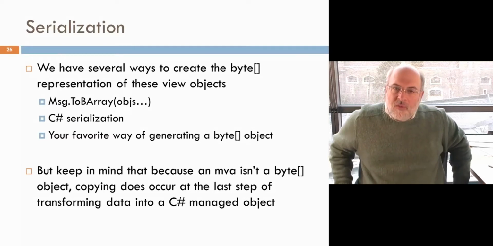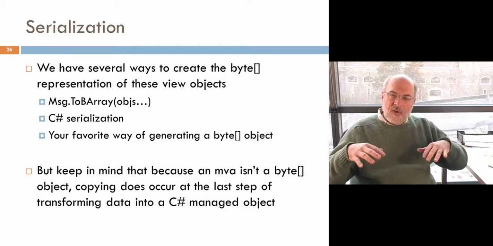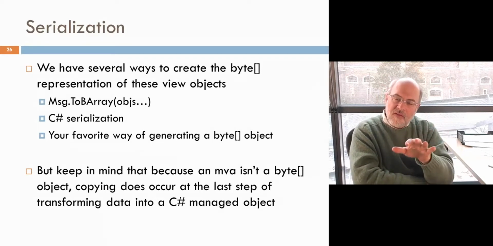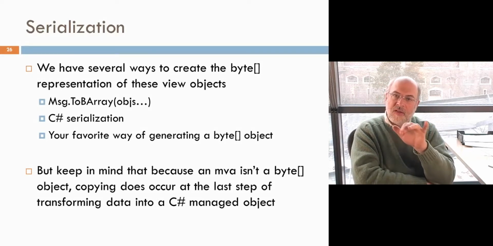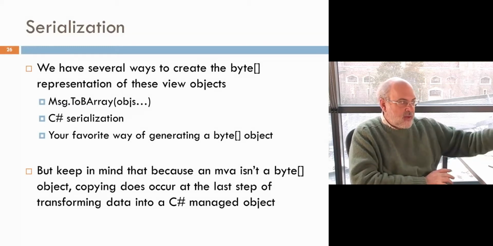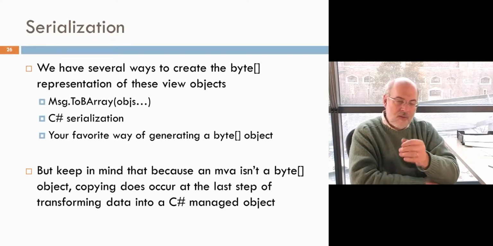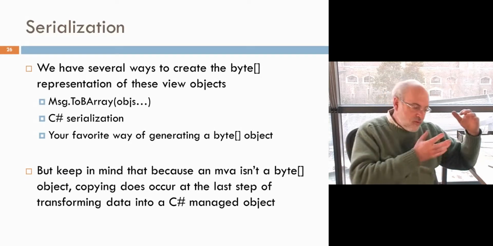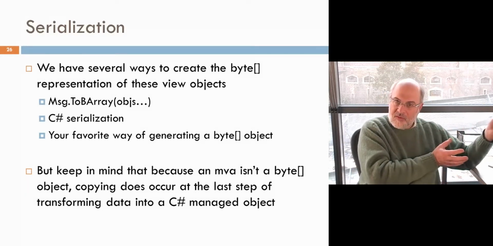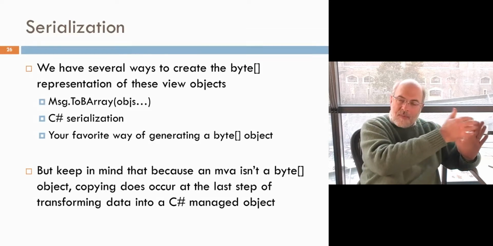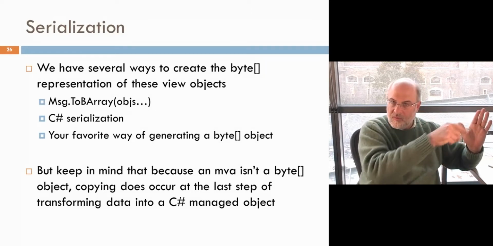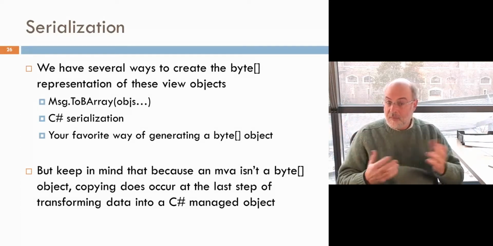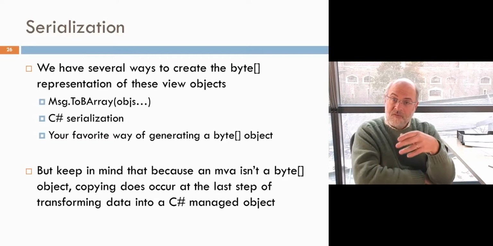So OOB isn't a panacea. It's a good way to avoid congesting the lower levels of ISIS, but it doesn't really eliminate all copying unless the data was already in a file in the first place. Because these things that you're creating, whether it's with the message to-array routine or C# serialization or something else, all of them create a byte array object in C#, and you would then have to copy that through the MVA thing that you saw in the first slides into the new region of the memory map file. But that copying can be very, very fast, really.